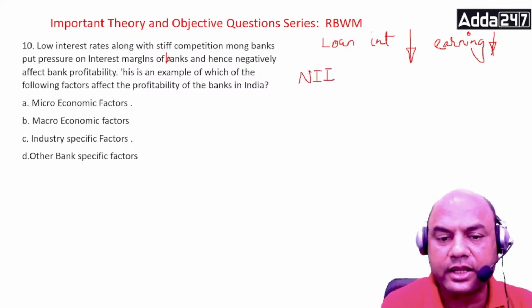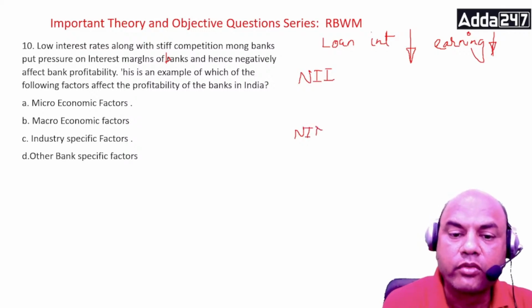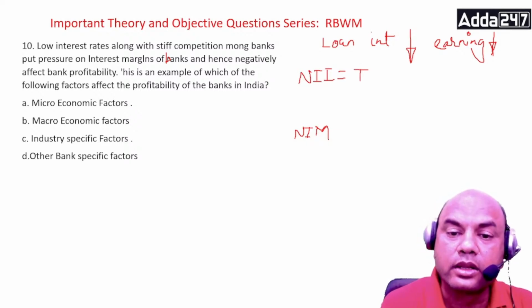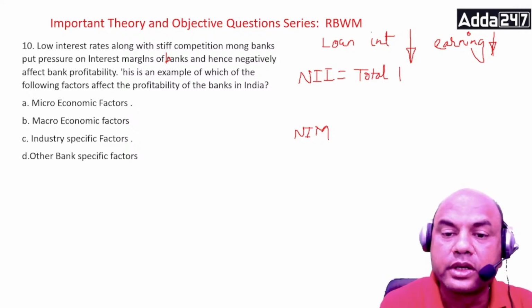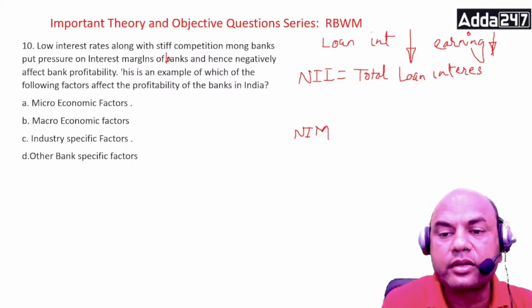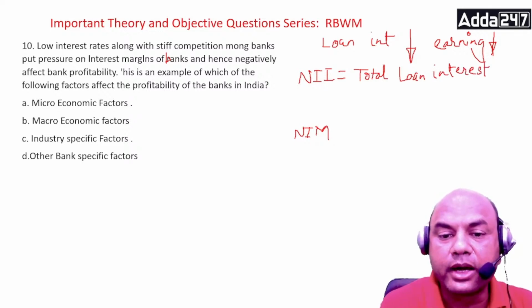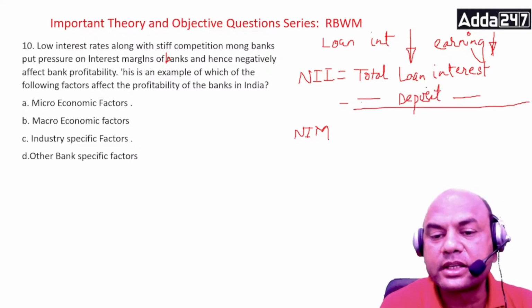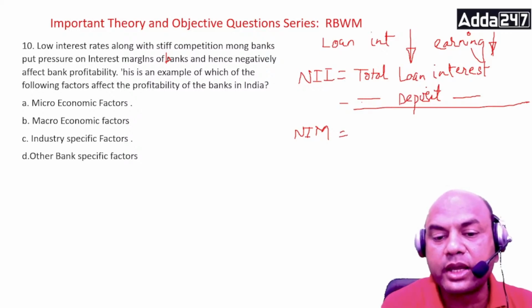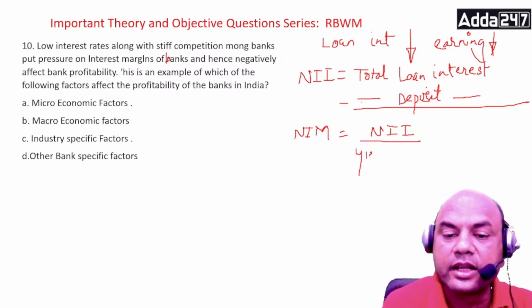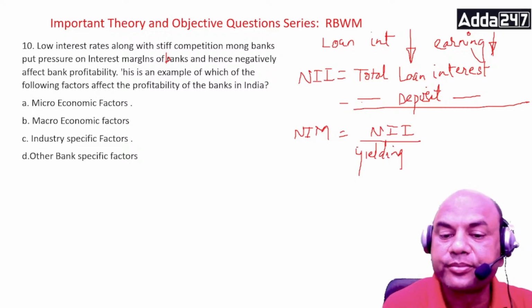There are two terms actually, NII and NIM. Okay. What is the difference between NII and NIM? See this. NII means total loan interest, total, I am not talking of a single loan. Total loan interest or total asset interest, this is what I earn, right? Loan interest earned by the bank minus total deposit interest. Keep it that simple. Remaining things are the same. So that is basically NII. And NIM equals NII upon yielding assets. Yielding means those assets which are giving me returns.